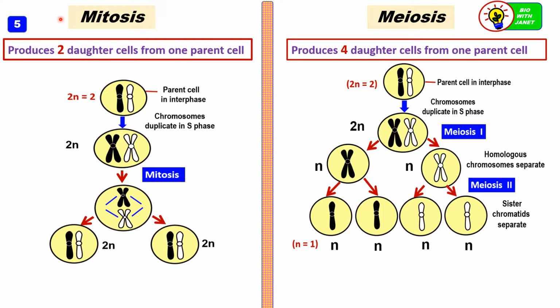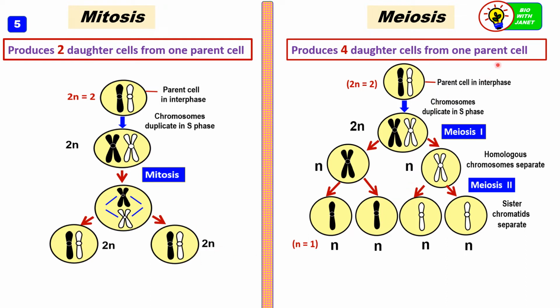The 5th difference involves the number of daughter cells formed from 1 parent cell. So for mitosis, it produces 2 daughter cells from 1 parent cell. If you look at this picture, starting from the second diagram, this is the process of mitosis. You can see that there's only 1 cell division, right? After anaphase or telophase. So when the cell divides once through cytoplasmic division, 2 daughter cells are formed.